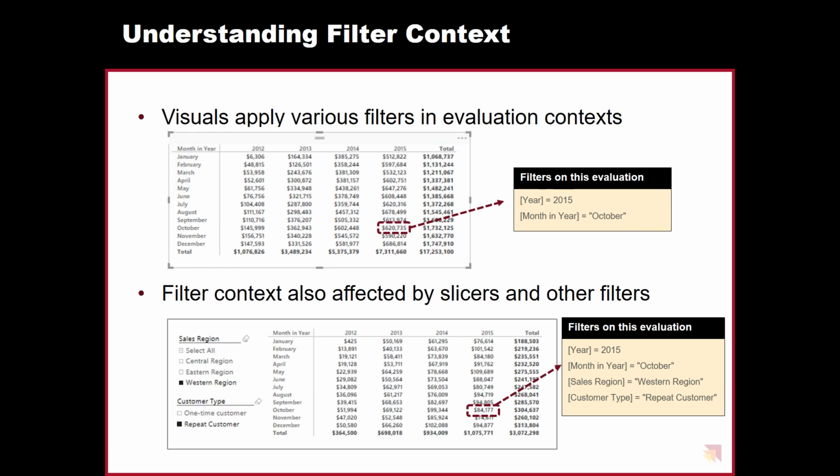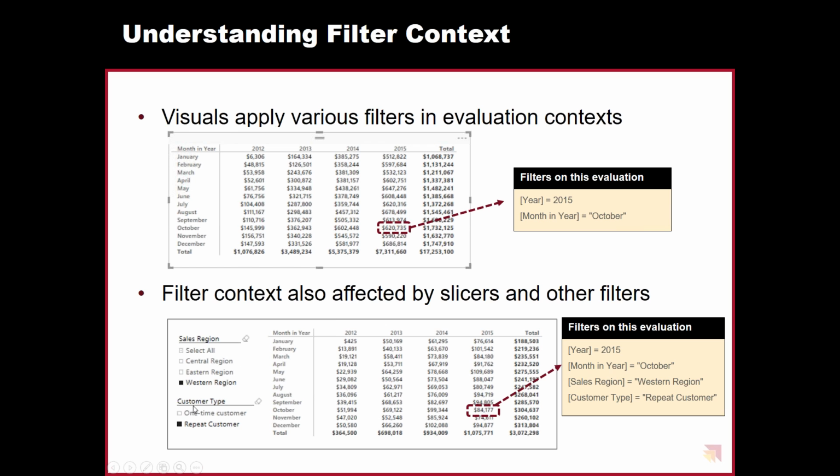But what would happen, let's look at the bottom example, if someone put some slicers on a report and the user now picked Western region and picked repeat customer. Well, all of a sudden you have this issue, and the issue is that they reevaluate those measures again, this time adding 2 more column filters. Okay, now column filters can be added just by the visual itself, by just being at a particular cell in a column and row combination.